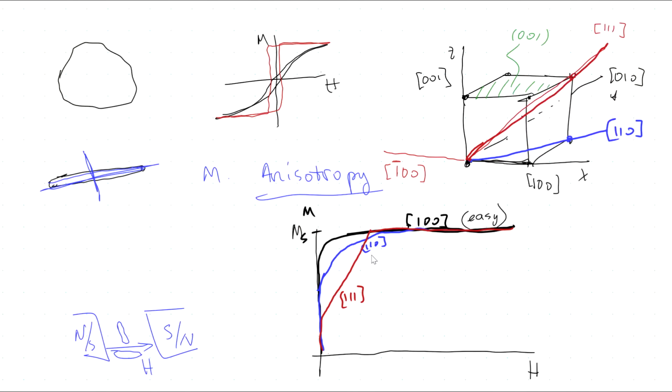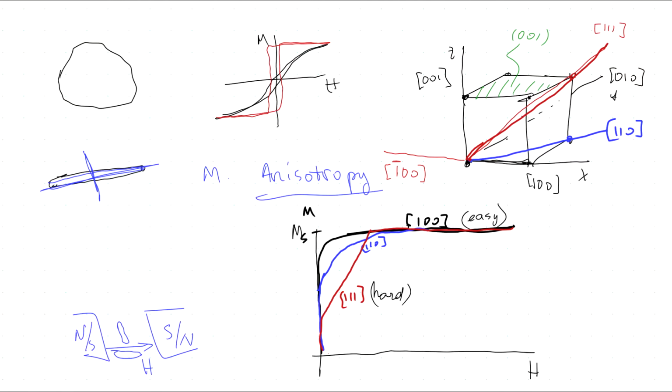So basically we can see that different directions in the crystal can give you completely different magnetic properties. So in this case, this 111 is our hard axis of the material, because you need to apply a fairly high magnetic field to get it saturated.